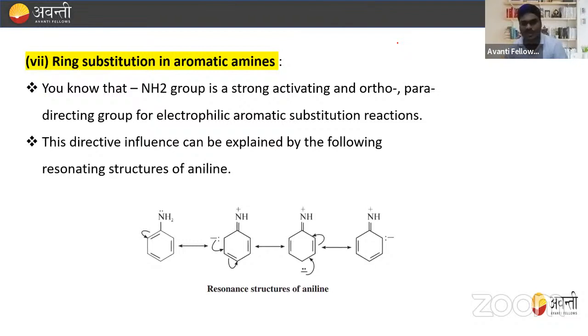So this is going to be very important. We all know that the NH2 group is a strong activating and ortho-para directing group for the electrophilic aromatic substitution reaction, right? This directive influence can be explained by the following resonating structures of aniline.